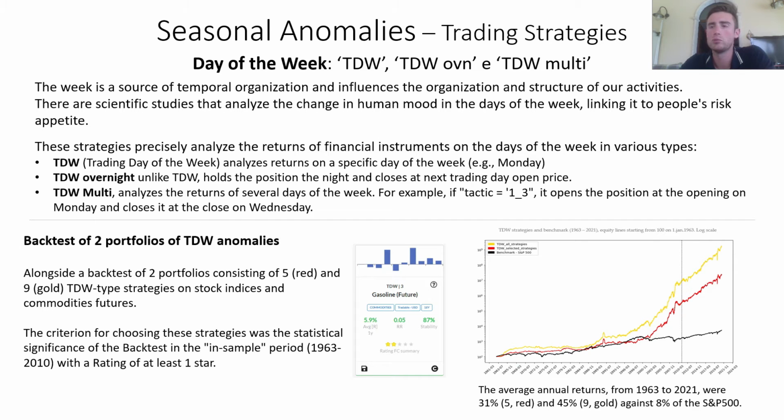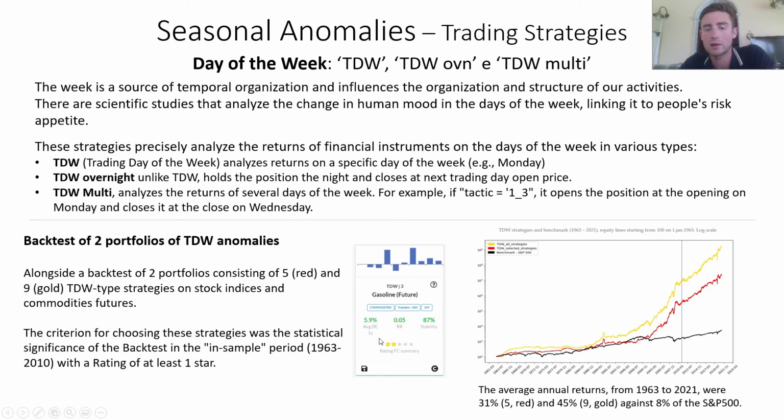Here is a backtest of 2 portfolios built on TDW anomalies. There are 2 lines representing the 2 portfolios. Red line built with 5 anomalies and gold line built with 9 anomalies. All TDW trading day of the week strategies on stock indices and commodities futures. The criterion for choosing these anomalies, 5 and 9, was the statistical significance of the backtest in the in-sample period, which was 1973-2010. The criterion was a rating of at least 1 star.